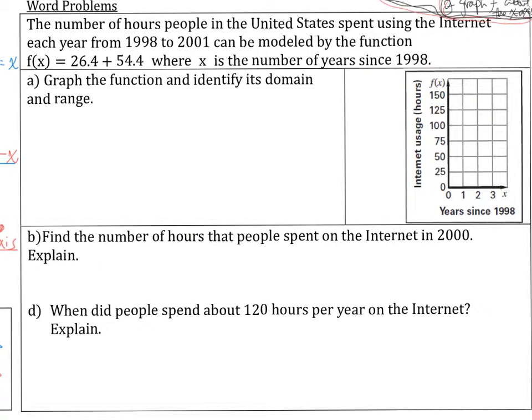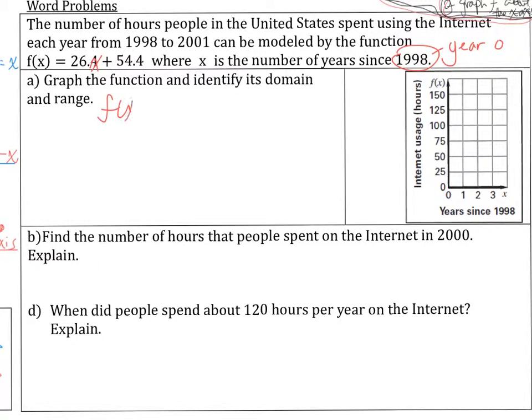Okay, let's take a look at one word problem here. The number of hours people in the United States spent using the internet each year from 1998 to 2001 can be modeled by the function f of x equals 26.4x plus 54.4, where x is the number of years since 1998. So we can say that 1998 will be year 0. Part A, graph the function and identify its domain and range.